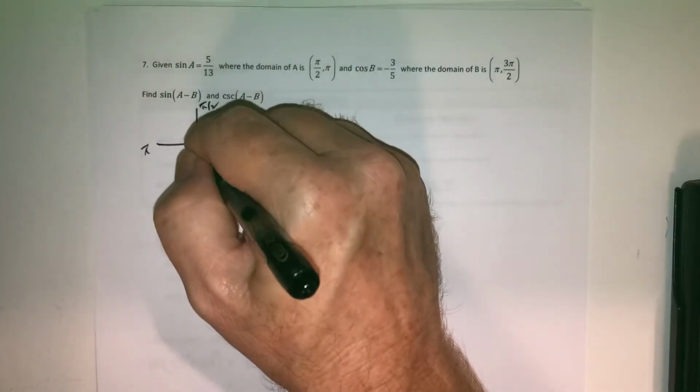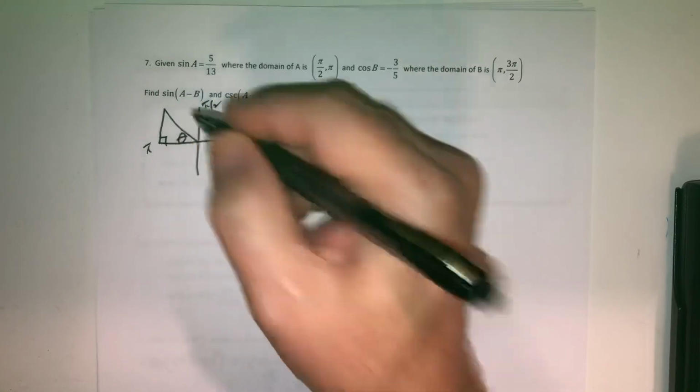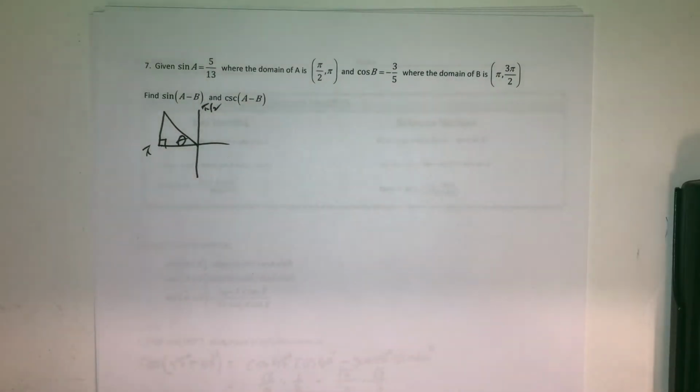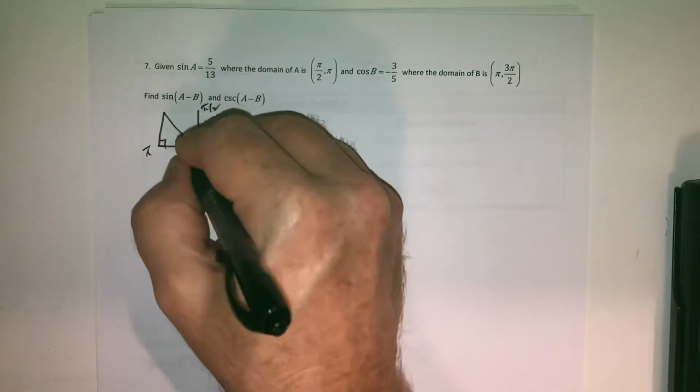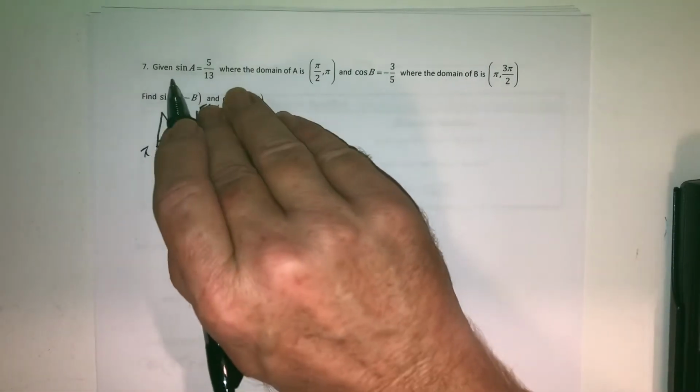Well, that means it's over in the second quadrant. All right, so I'm going to draw a right triangle over the second quadrant. There's my reference angle theta, or actually this one's alpha. Let's put it as alpha. There's my reference angle alpha. And what do I know for this angle?